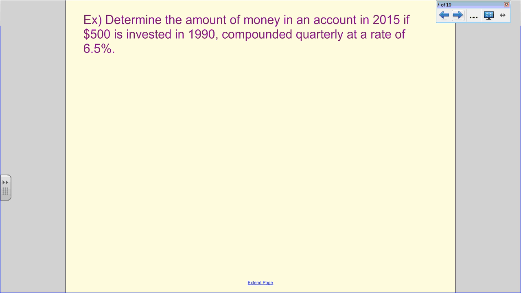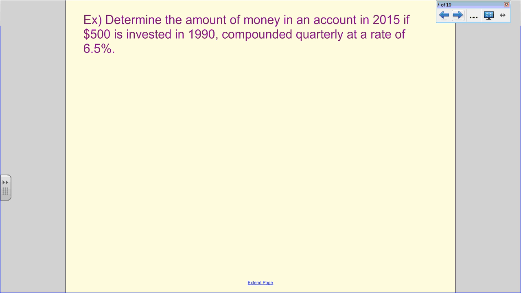All right, ladies and gentlemen, we're going to determine the amount of money in an account in 2015. I may have to start changing some of my notes because we now have gotten to 2015. If $500 is invested in 1990, it's compounded quarterly at a rate of 6.5%.